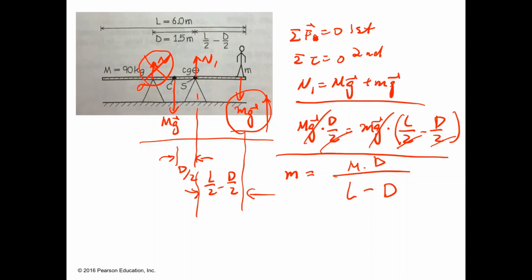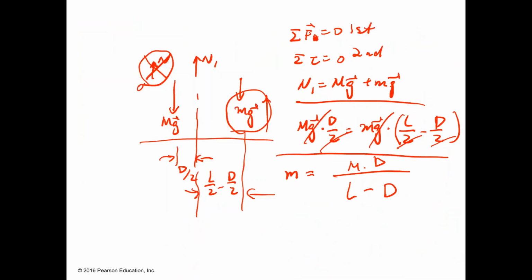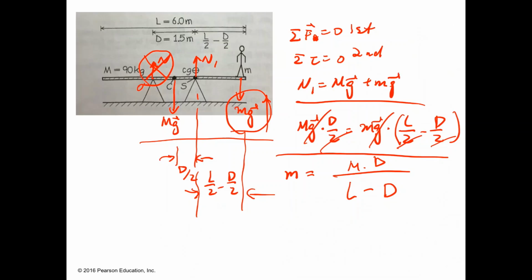As you can see, this is exactly the same solution as we got using the line of the center of gravity needing to be within the area of support. That's exactly the same as what we get here using the two conditions for equilibrium. That's expected. This is the second solution for solving this equilibrium problem.